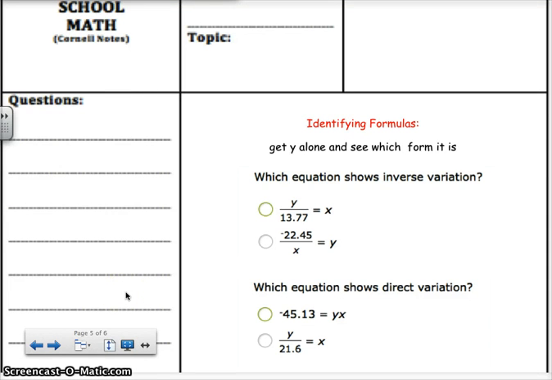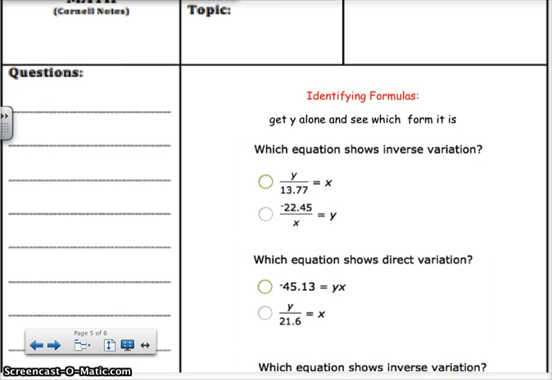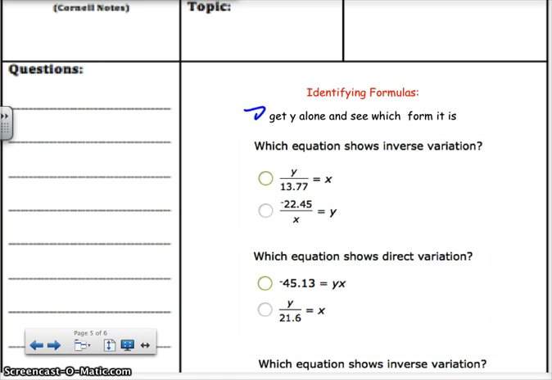Now you're going to identify formulas, identifying if they represent a proportional or inversely proportional relationship. This is how you do it. You get y alone and see which form it's in. Here's my key thing. I ask myself, is x on the bottom? If x is on the bottom, that means it's inverse. So that's always what I'm checking for, after y is alone.